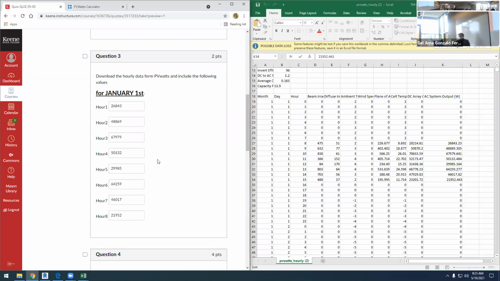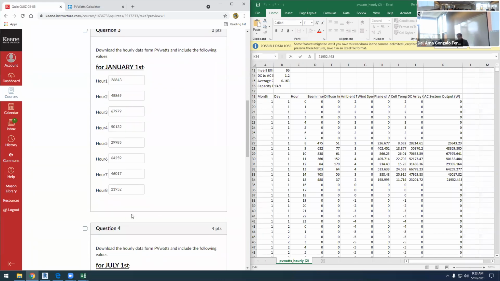Some of you have started with 0. I will make myself clear next time. But you have to start typing the first hour in which we have production. So there is no point of having 0, 0, 0, 0. You have to include this.